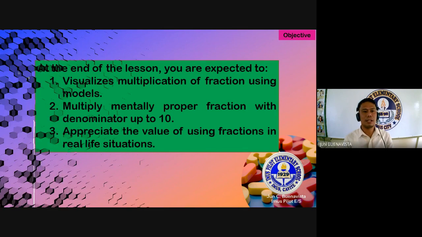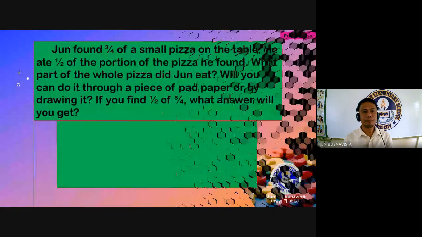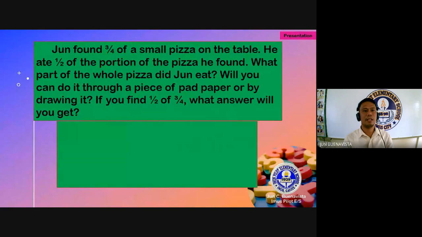So let's have this problem solved. June found 3/4 of a small pizza on the table. He ate one half of the portion of the pizza he found. What part of the whole pizza did June eat? Well, you can do it through a piece of pad paper or by drawing it. If you find one half of 3/4, what answer will you get?